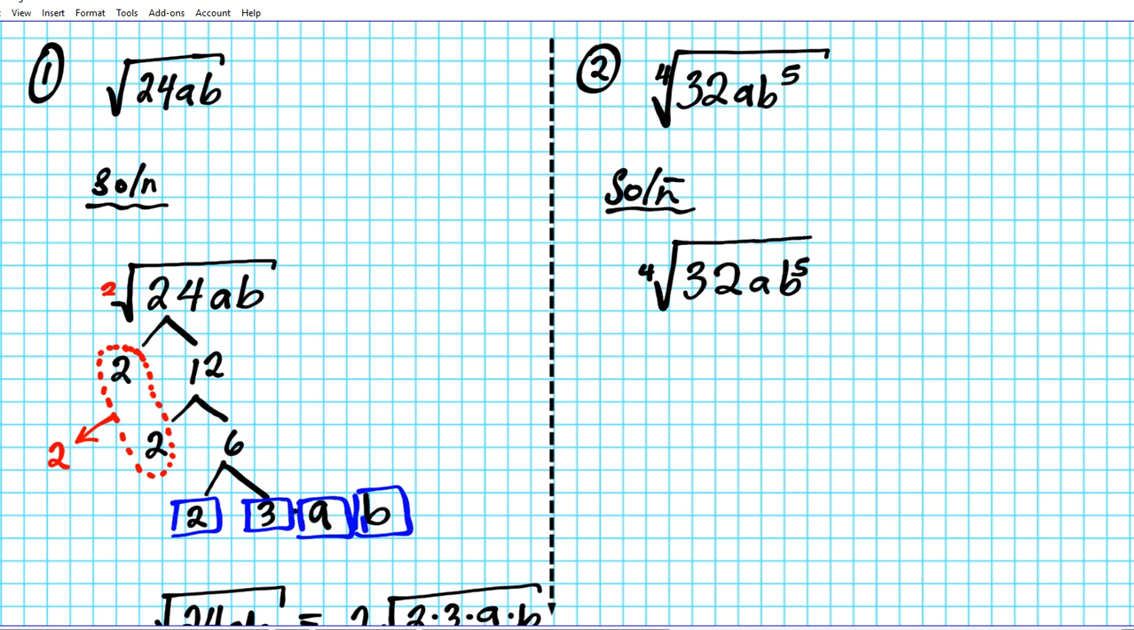The index is 4. Okay, so that's the index right here. The index is 4, which basically means that if a factor repeats itself 4 times, then we can take the fourth root of that, and that just becomes one of the factors. So let's decompose the radicand into factors. If we want to factor 32, we can take out 2. 2 goes into 32 16 times. 2 goes into 16 8 times. 2 goes into 8 4 times.